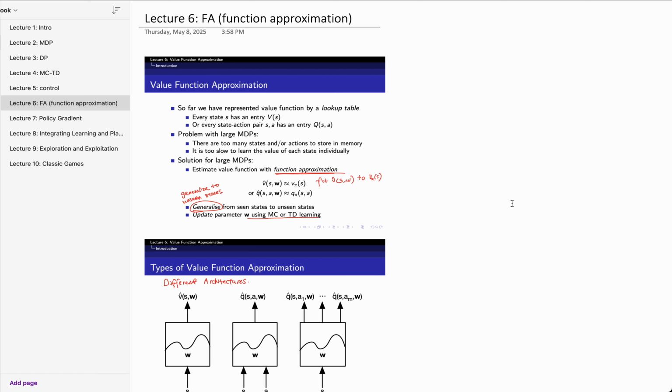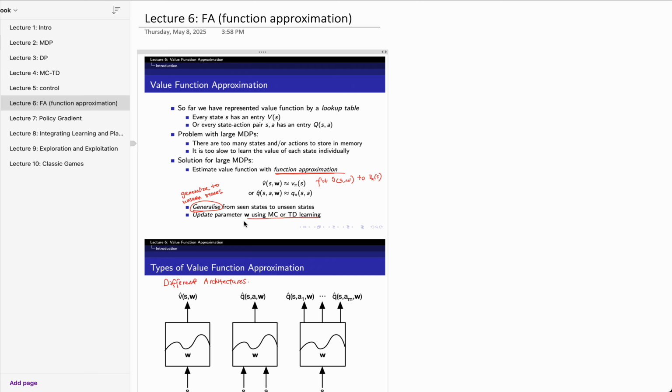So lecture 6 first talks about the problem with large MDPs. There are too many states and actions to store in memory. It's too slow. So the solution is to estimate the value function with function approximation. And it also helps to generalize from seen states to unseen states.